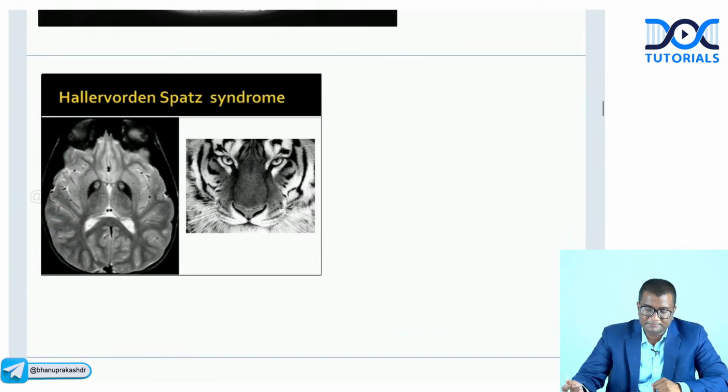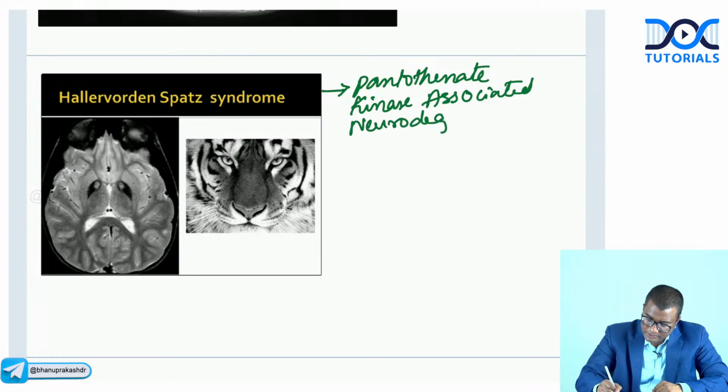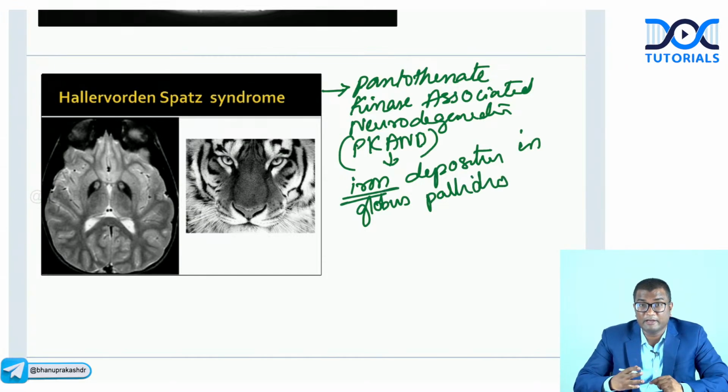Now, Hallervorden-Spatz disease. This is a very favorite question of the examiner. This is also called pantothenate kinase associated neurodegeneration, PKAN. And this will have iron deposition in the globus pallidus. Whenever we have iron deposition in globus pallidus, iron will appear dark on MRI. Iron is black on MRI. So whether you have jet black liver, jet black spleen, jet black vertebra, think of hemochromatosis. Iron is black on MRI.